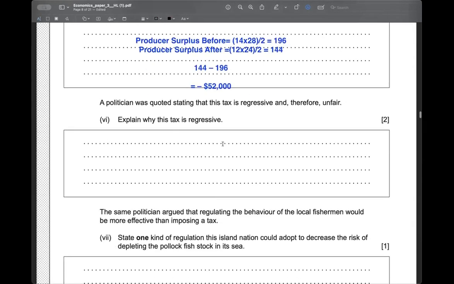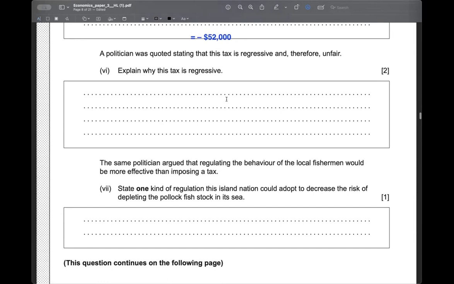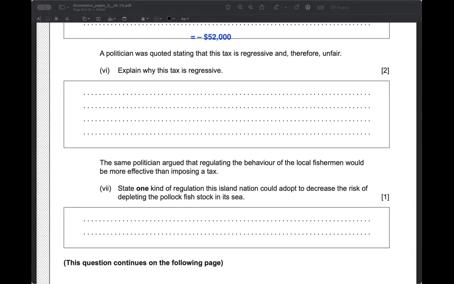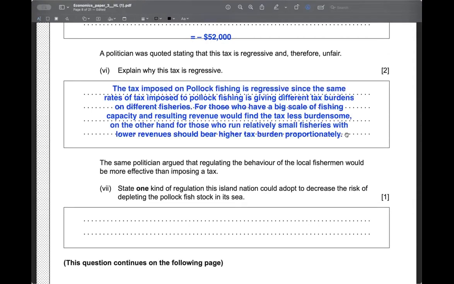Do mind the unit. A politician was quoted stating that this tax is regressive and therefore unfair. Explain why this tax is regressive. I can explain that the tax imposed on pollock fishing is regressive, since the same rate of tax imposed on pollock fishing gives different tax burdens to different individuals or fisheries. Those who have a big scale of fishing capacity and resulting higher revenue would find the tax less burdensome, but it's going to be way more burdensome to small fishermen and small fisheries. That's why it is regressive.